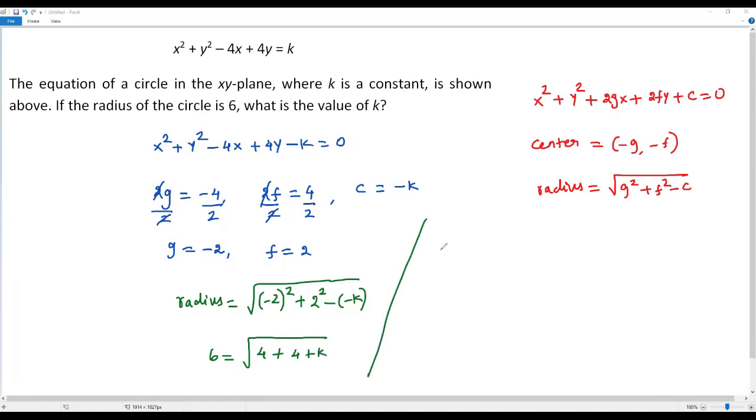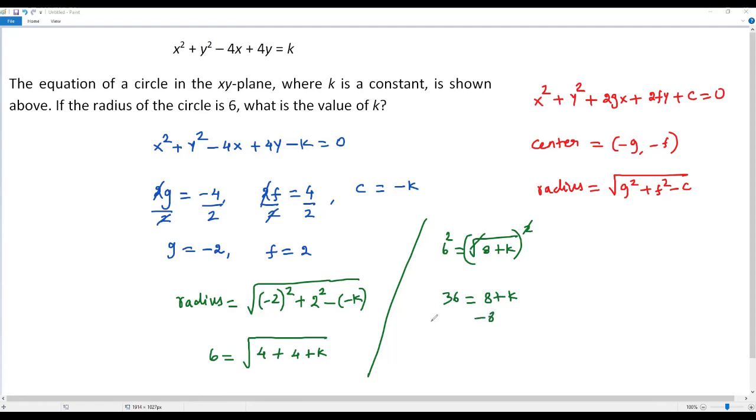Let me continue. 6 equals the square root of 4 + 4, which is 8, so we get 8 + k. To get rid of the square root, we have to square both sides. When I square both sides, the square root and the square cancel out. We get 6² on the left side. The value of 6² is 36. On the right side, we get 8 + k.